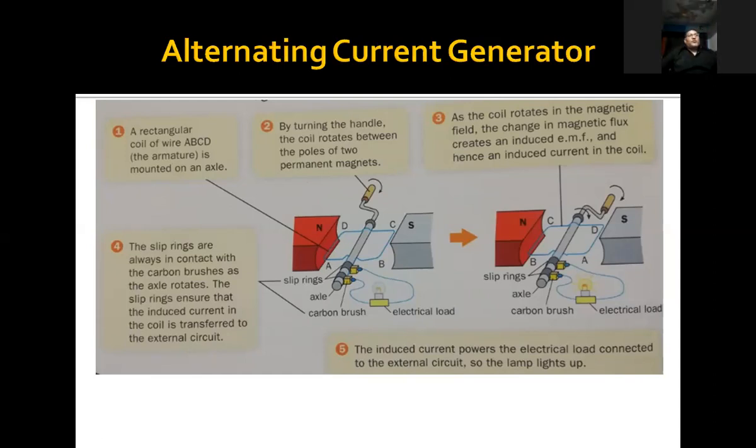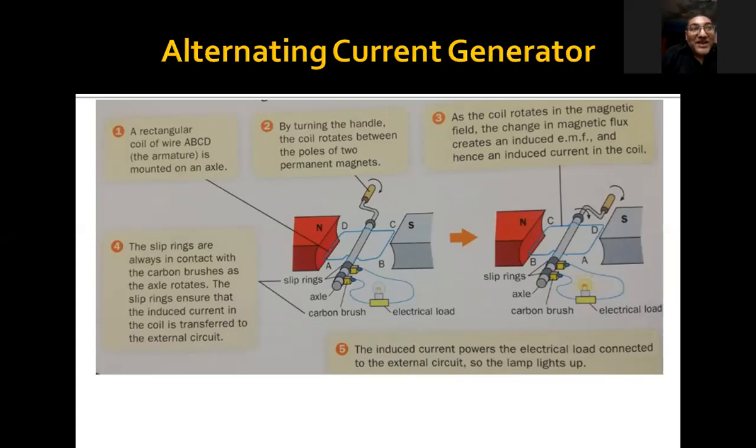So what happens when you start rotating the handle? The electricity is induced in this coil. This coil also rotates, and the slip rings also rotate with the coil, but the carbon brushes are stationary. So through those slip rings and carbon brushes, the electricity which is induced in the coil ABCD will come out, and the bulb will light.